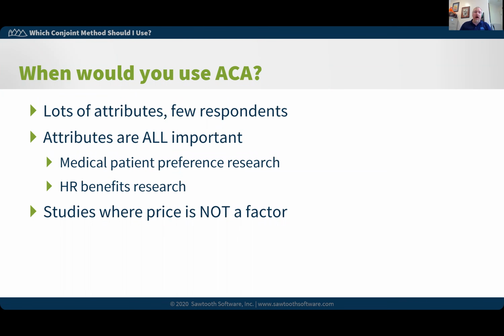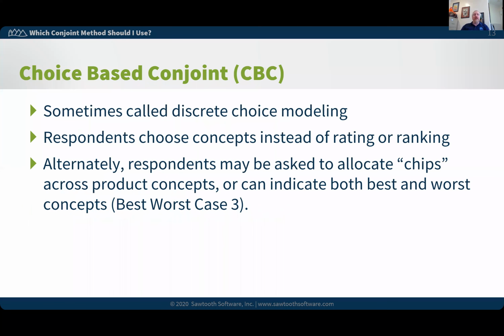Okay, all right. Next topic we're going to cover is choice-based conjoint. Most of you are probably familiar with choice-based conjoint, sometimes called discrete choice modeling. Respondents choose between concepts instead of rating or ranking. So we might show them 2 or 3 or 10 or 20 different products, and they choose which one they like best. Alternately, respondents may be asked to allocate chips.